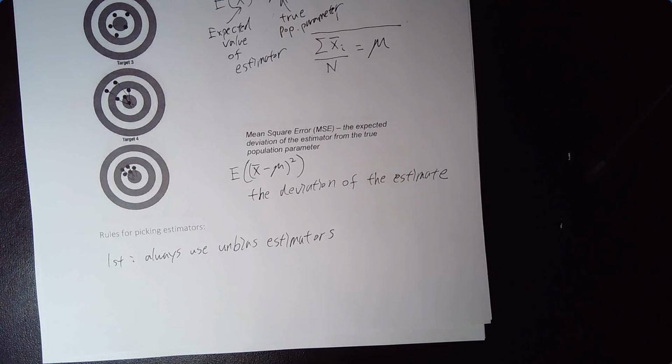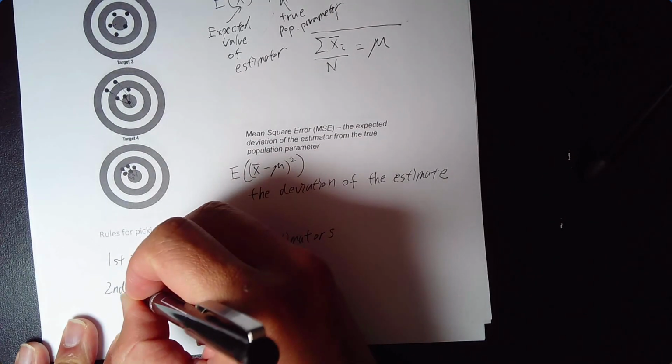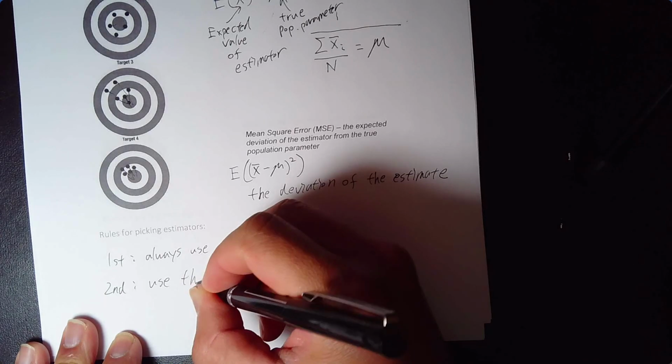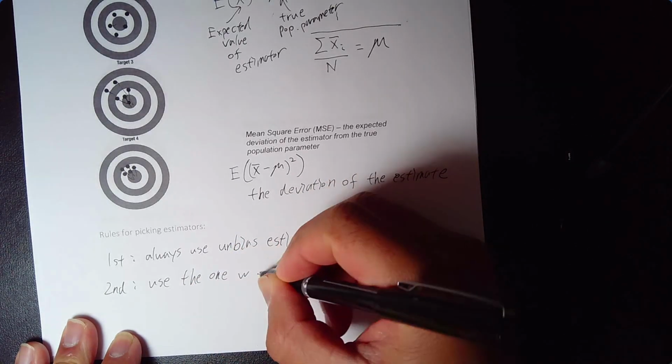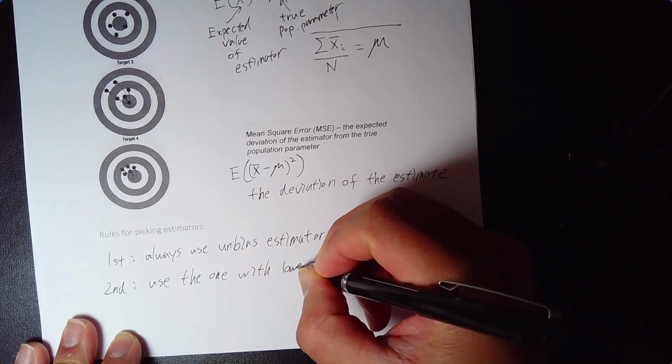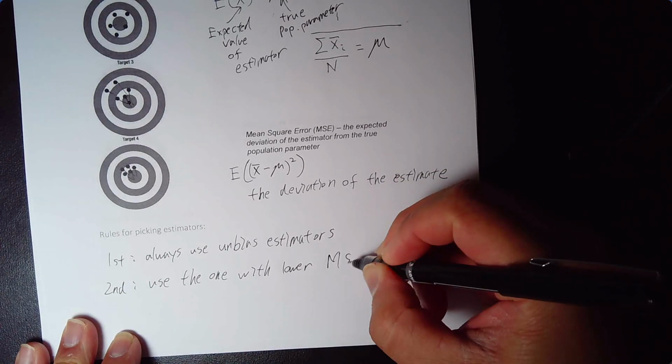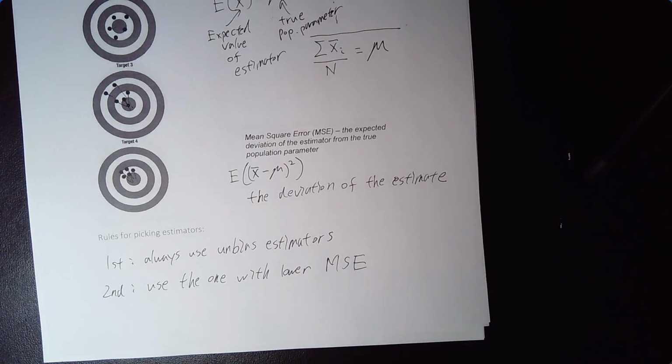Then second, use the one with lower MSE, mean square error. Of course, we use the one with the smaller deviation.